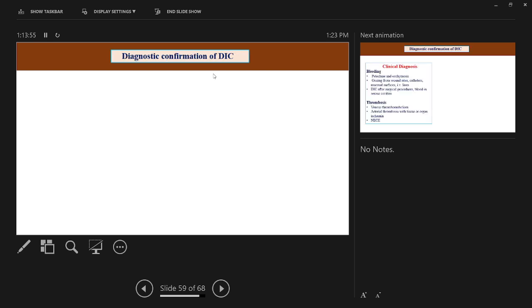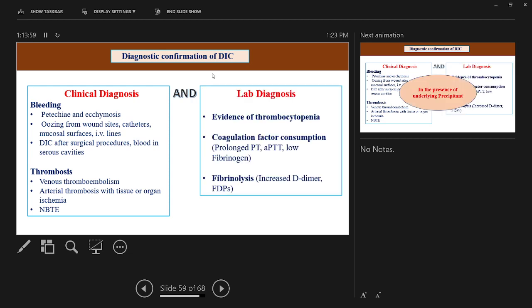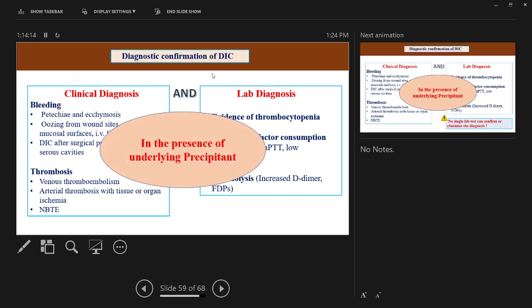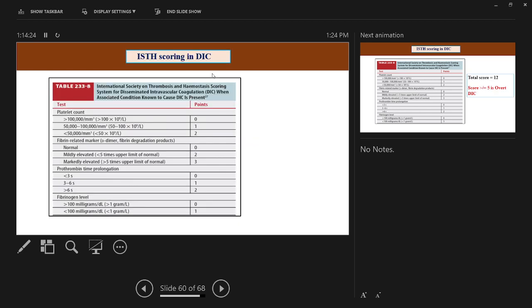So the diagnostic confirmation of DIC is based on clinical and lab diagnosis. On the basis of clinical diagnosis, it is the bleeding and thrombosis. And in lab diagnosis, it is evidence of thrombocytopenia, coagulation factor consumption, and fibrinolysis, which is increased D-dimer and FDPs. So DIC can commonly be diagnosed from our reading. But the pitfall is that it has to be in the presence of an underlying precipitant. And also, no single lab test can confirm or eliminate the diagnosis. It is the amalgamation of all.